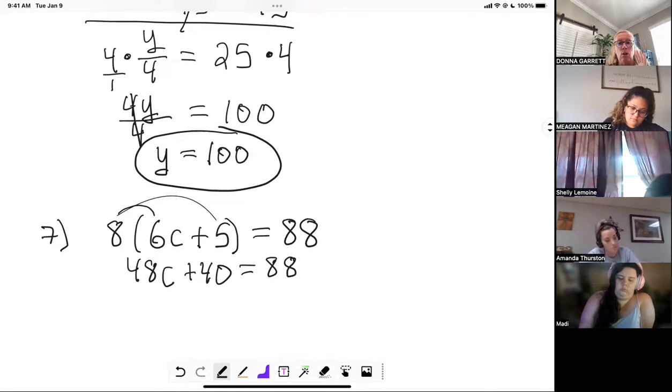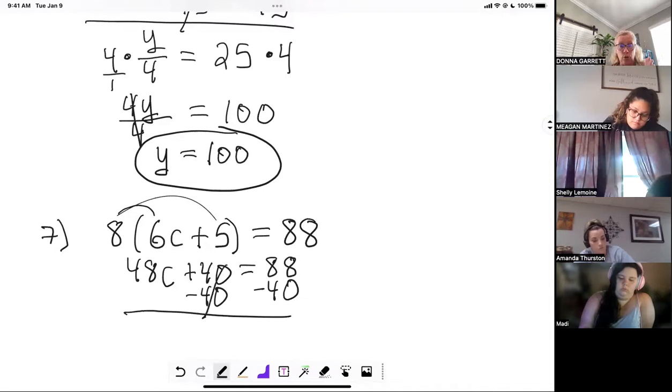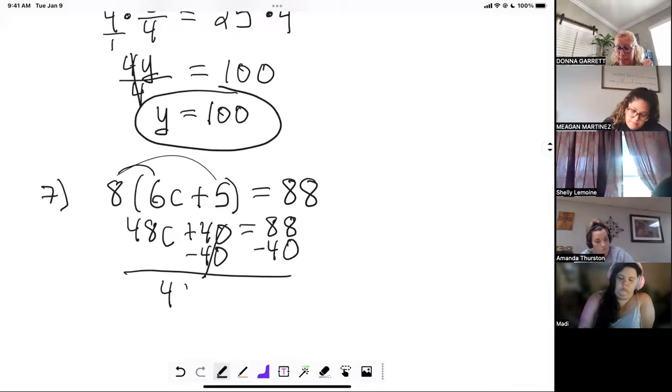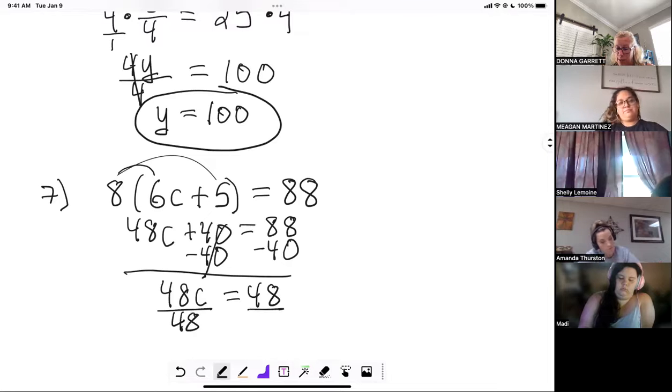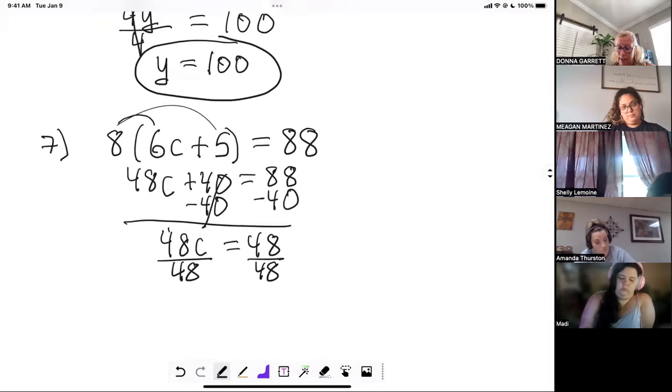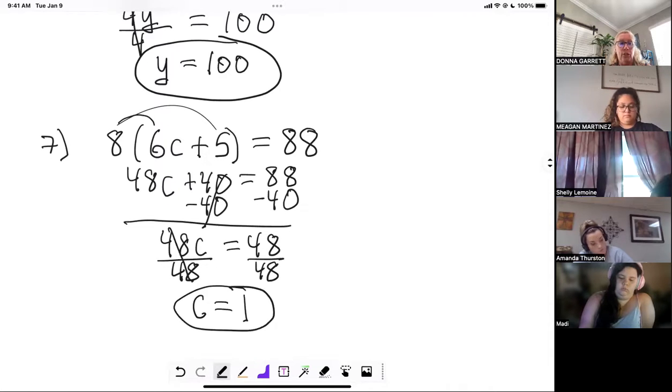Now I have C on the left. I need to get all my numbers on the right. So that means I have to move 40. I'm going to subtract 40 to move it from the left to the right. I have 48C is equal to 88 minus 40, which is 48. To get C by itself, since 48 is multiplied by C, I'm going to divide by 48 on both sides. And I get C is equal to 1. And then you can check your answer.